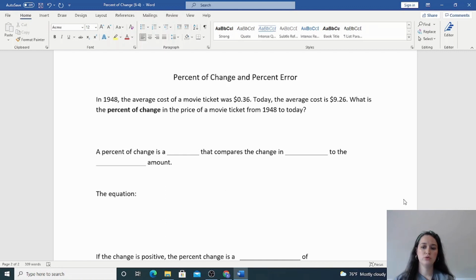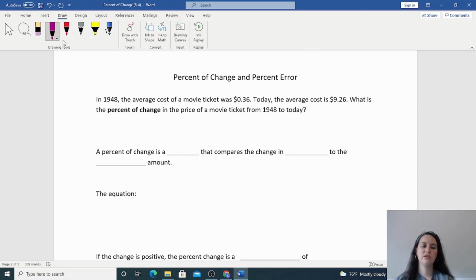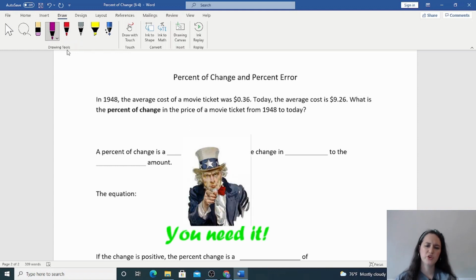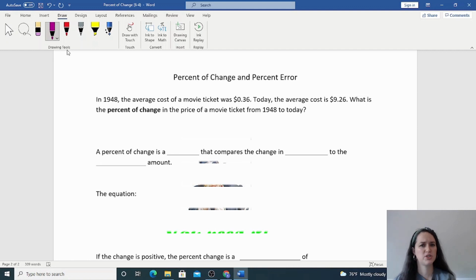I know you use percent of change a lot when you get into certain science classes. So I always tell my students, even if you don't think you're going to use percent of change, you need it when you get into certain types of chemistry and stuff. It's not my specialty, so I can't give you more detail than that. And to compare, like we're going to do here.